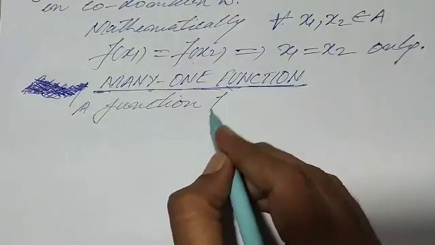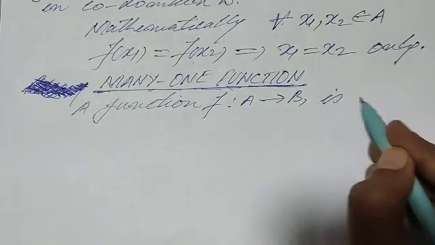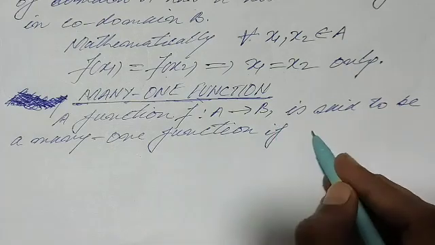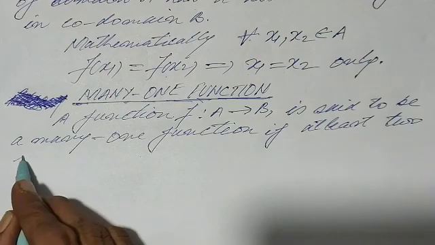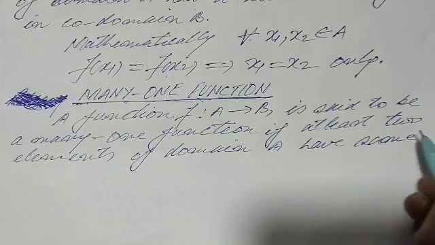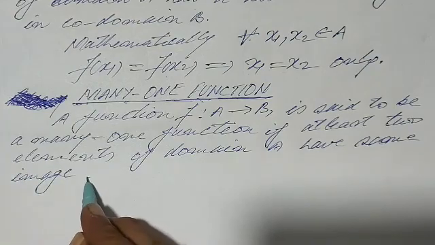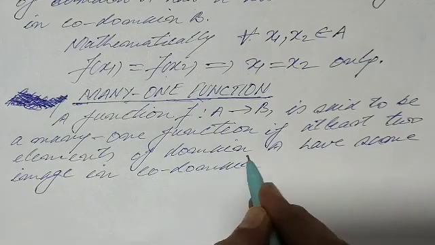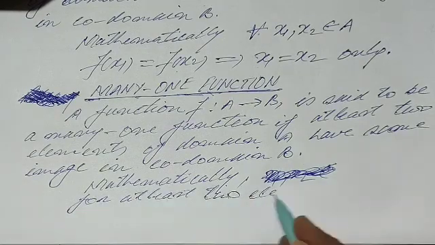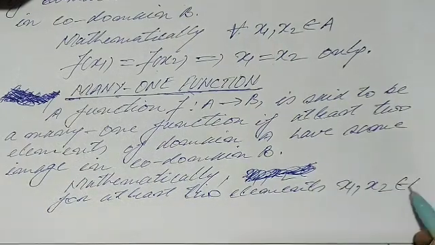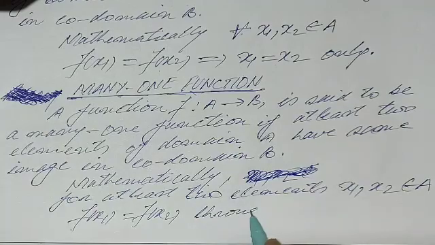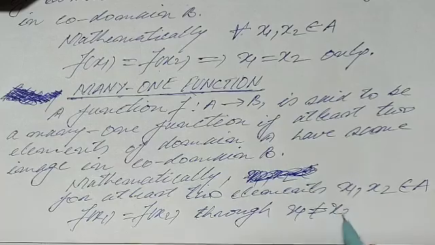A function f from A to B is said to be a many one function if at least two elements of domain A have same image in codomain B. Mathematically, for at least two elements x1 and x2 from domain A, f(x1) must be equal to f(x2), though x1 is not equal to x2.